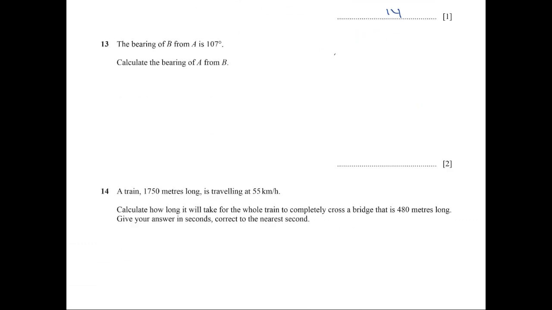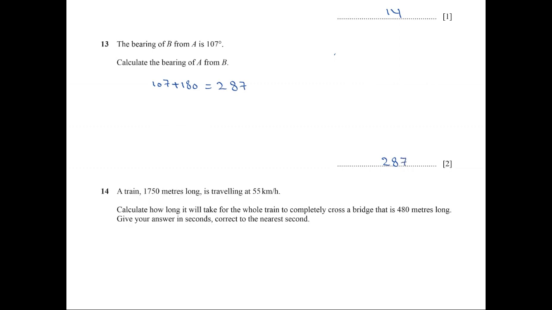The bearing of B from A is 107. Calculate the bearing of A from B. An easy question. We all know that if we inverse the bearing, the result will be 107 plus 180, which is equal to 287. So the answer is 287.